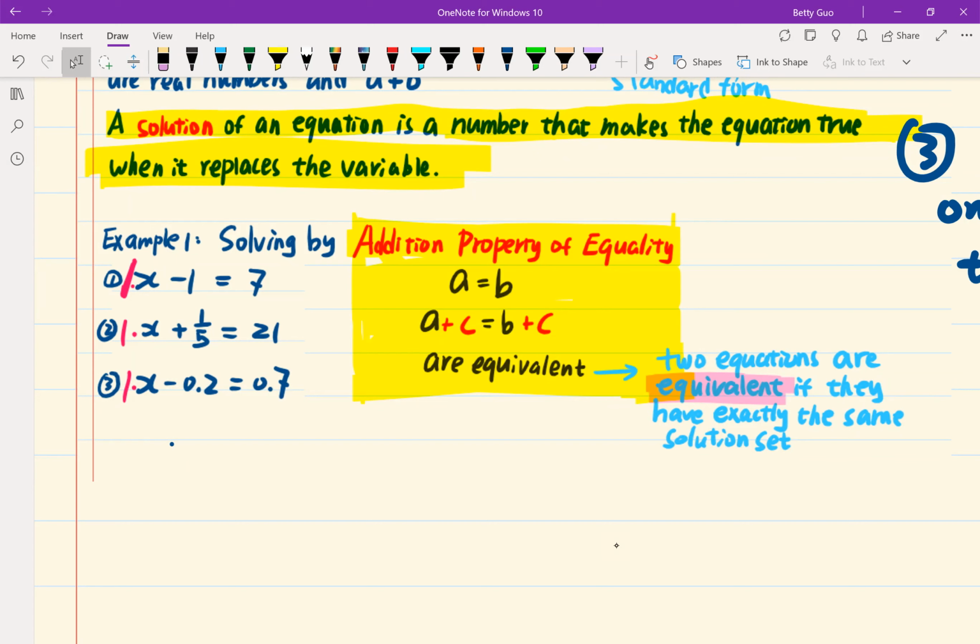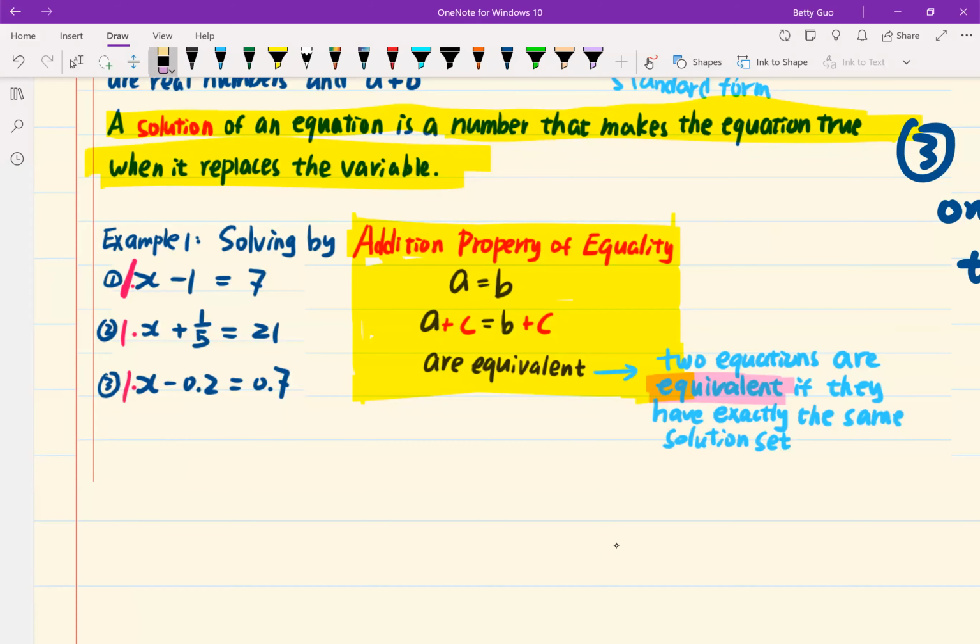Yeah. A solution of an equation is a value. If you substitute the value for the variable, then the equation is a true statement. It's a true statement. Means the value satisfies the equation. Okay. So solving an equation is the process of finding all the solutions for a given equation.